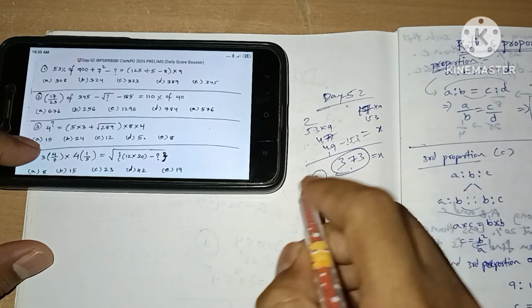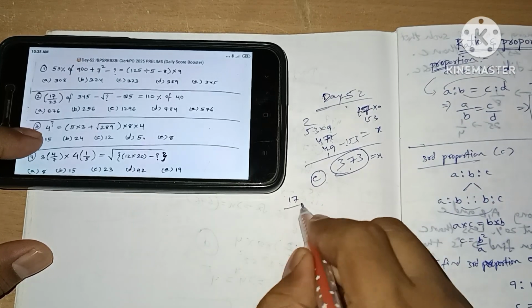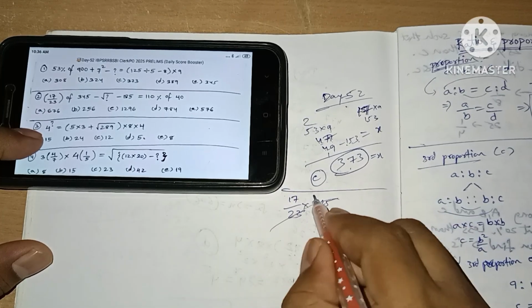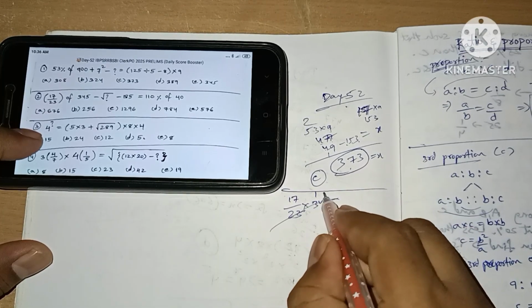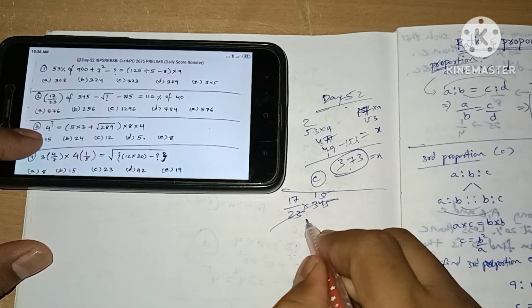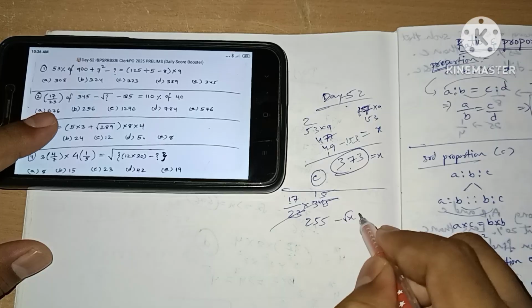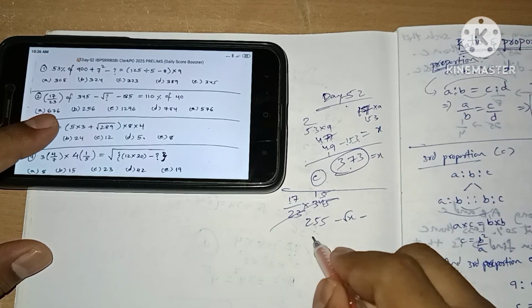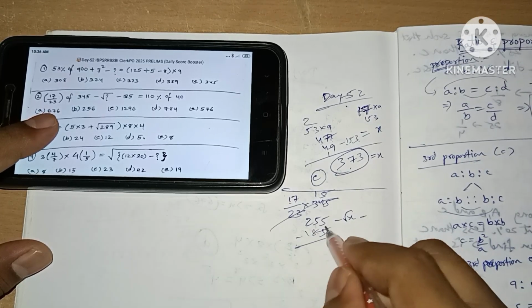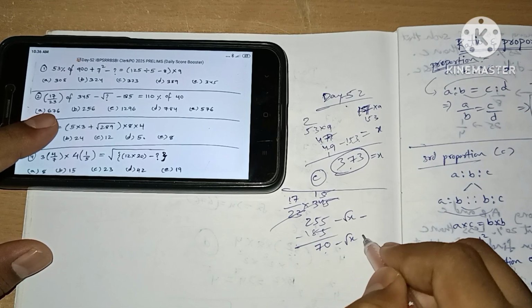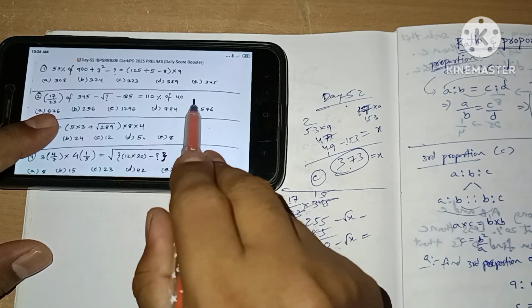Next, second question. 17 divided by 23 into 345. 23 1 times is 23 and 115 means 5 times. 17 15 times is 255, minus root x minus 185. Minus 185 means 0, 70. Okay, we get 70 minus root x equals to percentage and double zeros are cancelled.